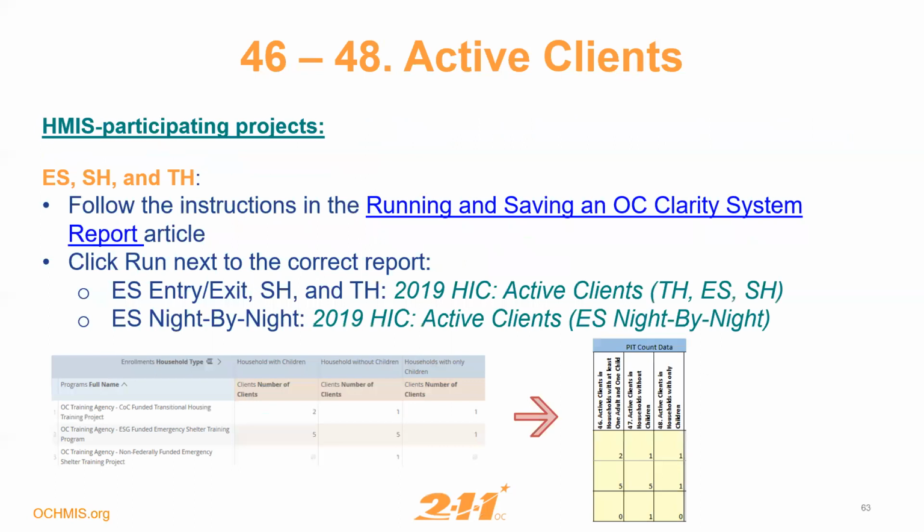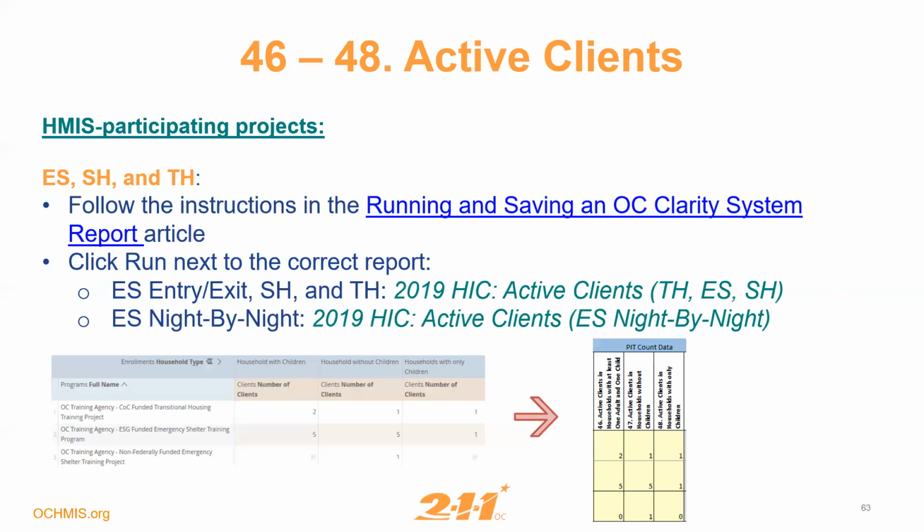So for HMIS participating emergency shelter, safe haven, and transitional housing projects, you will be clicking run next to one of these reports. So if your project is an emergency shelter entry exit project, a safe haven project, or a transitional housing project, you will use the 2019 HIC active clients TH ES-SH report. If your project is an emergency shelter night by night project, use the 2019 HIC active clients ES night by night report.